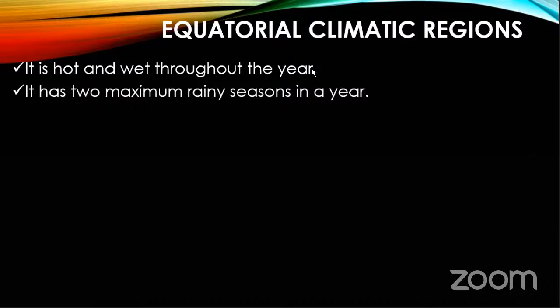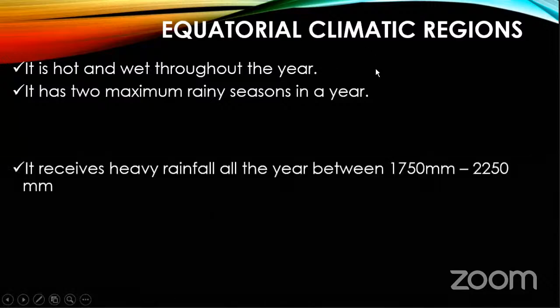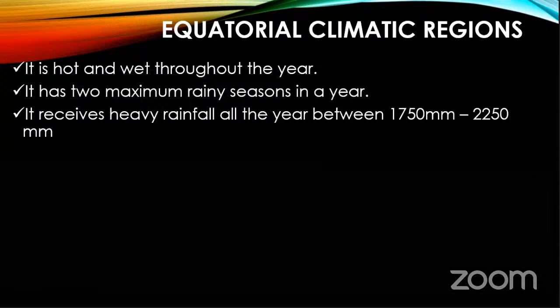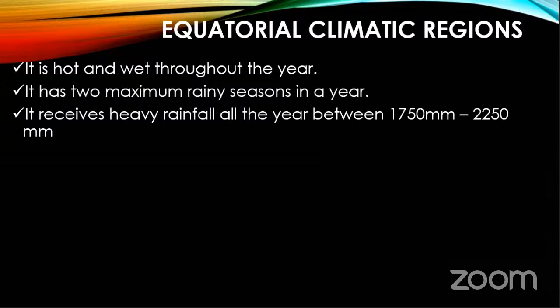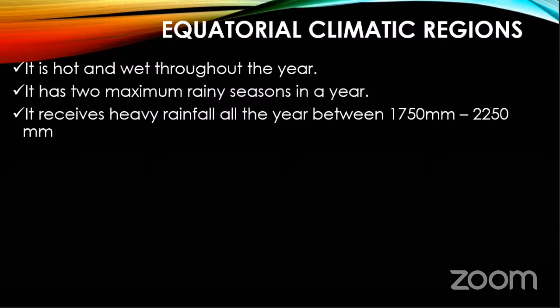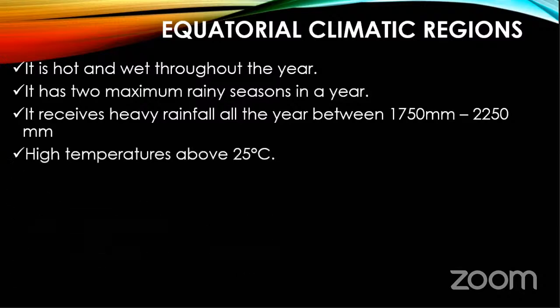Double maxima. Number two, it receives heavy rainfall all the year between 1,750 millimeters to 2,250 millimeters. So that rainfall is too much. Then there are high temperatures above 25 degrees. Just check out here in Uganda, it is always hot. Sometimes it gets to 28, 29 degrees. If you love weather forecasting, you can find sometimes it is 27, 28, even on a normal day.